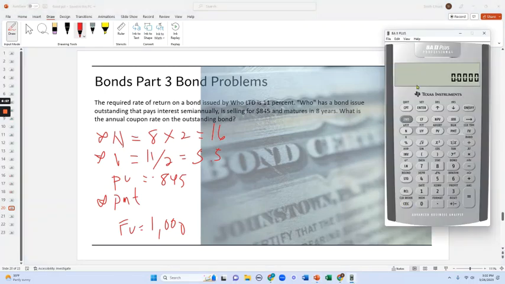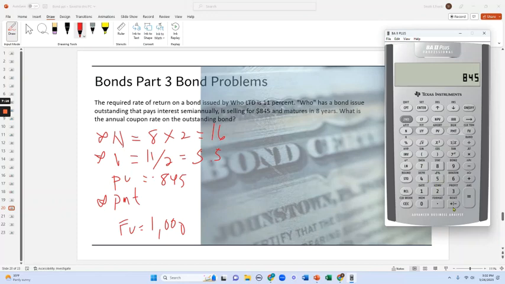It's going to clear the screen here. I'm clearing the time value money function over here. Cleared it a couple of times. 16 semi-annual periods is the N. 5.5, half of the 11%, is the I. We know that it is trading for $845.